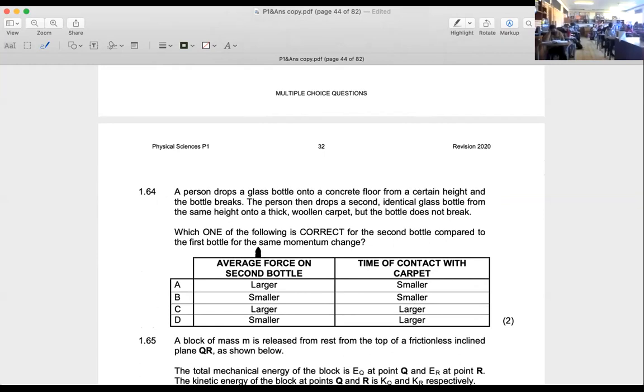They both were going at the same speed before, and they both ended up with 0. So the average force on the second bottle was obviously smaller. The time must have been larger. That's how you get the force to be smaller. They're inverse quantities from what we've explained. So the answer has to be D.